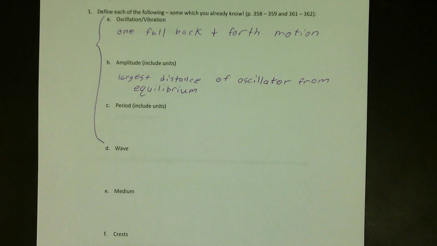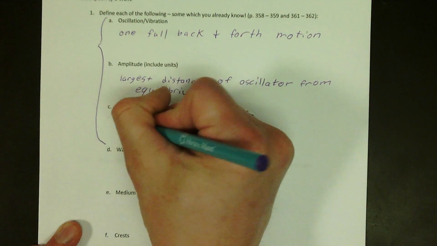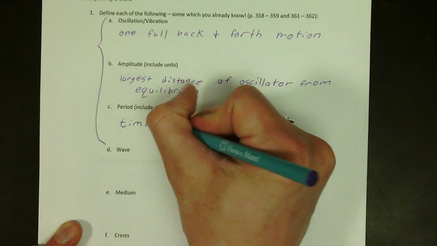Okay. Period. One more. We're almost there. I'm hoping this is the easiest one because we talked about it a lot. Jalen? Yep. It's the time for one oscillation. Excellent. Time for one oscillation.